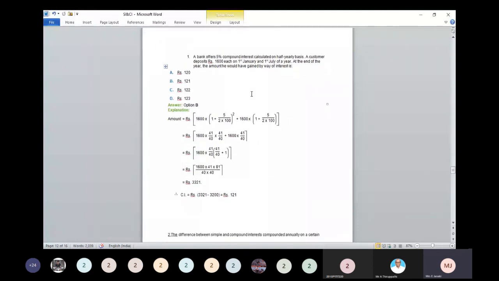Now see this problem. A bank offers 5% compound interest calculated on a yearly basis. A customer deposits rupees 1,600 each on 1st January and 1st July of a year. At the end of the year, what is the amount he would have gained by way of interest? So you have to calculate the compound interest at the end of the year.